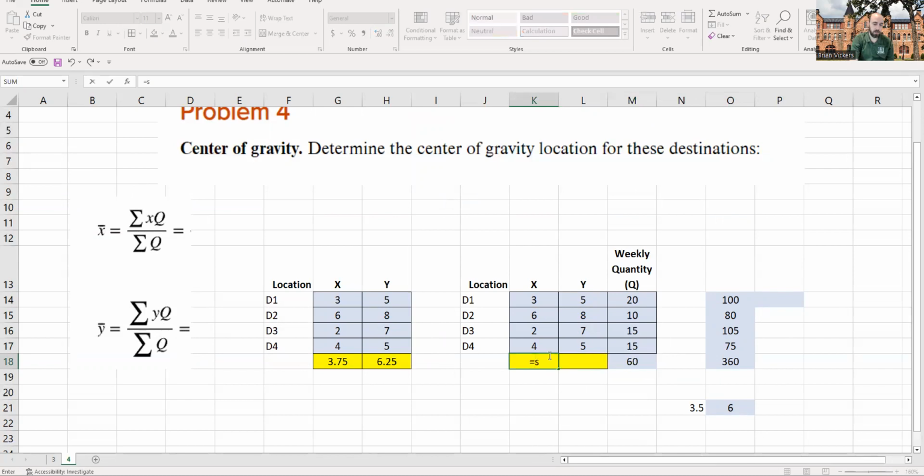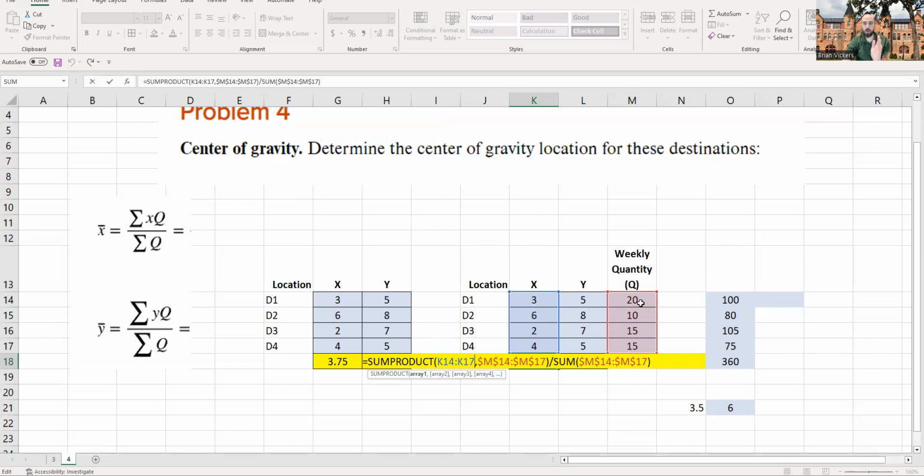Let's do it on Excel. Let's do a sum product of my x coordinate, comma, my weekly quantity, lock it in, and then divide that by the sum of my quantities. Lock it in. Hit enter, I get 3.5. So I'll hold that up again for you guys to see. I've got the x coordinates that I'm currently in, all of those multiplied and then summed against all the weekly quantities.